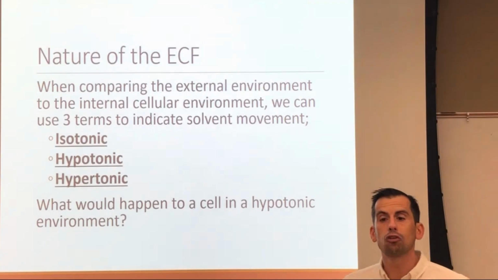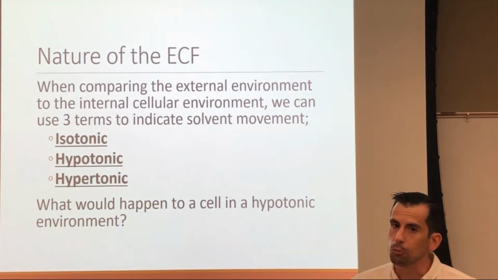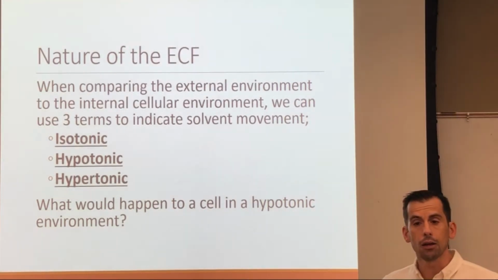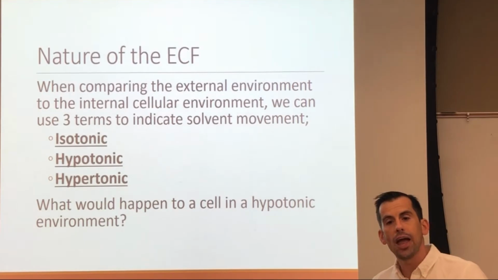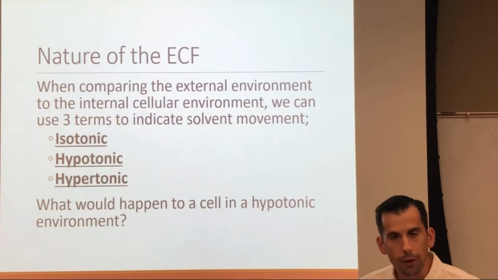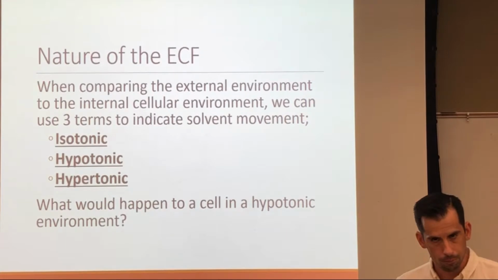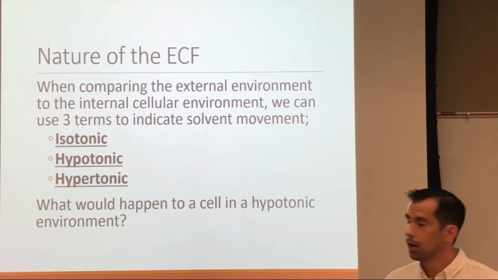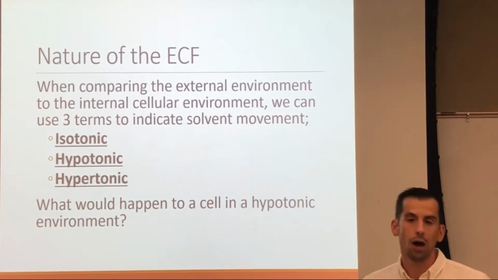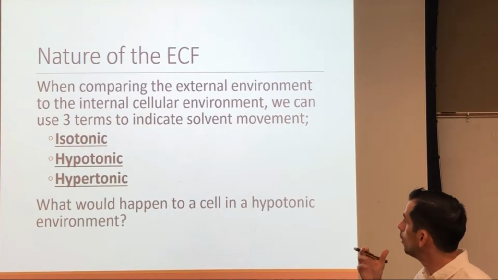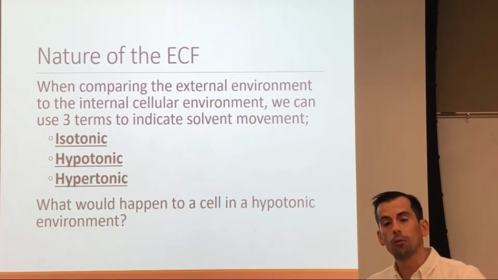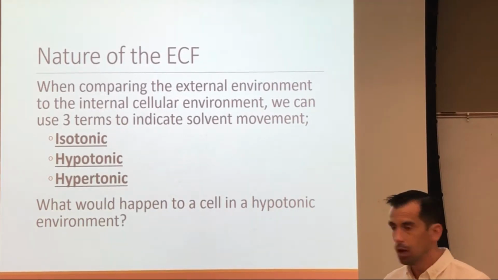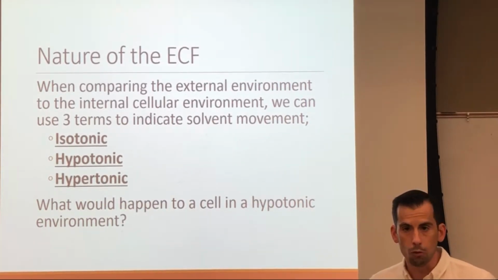If we're describing the nature of the extracellular fluid, we have 3 terms in which to deal with: isotonic, hypotonic, and hypertonic. Now, all 3 of these terms describe the extracellular fluid when compared with the intracellular fluid. Iso, as a prefix, means same. So if a cell is in an isotonic environment, that implies that the solute osmolarity outside the cell is the same as the solute osmolarity inside the cell, in which case we would get no solvent movement, we would get no osmosis.